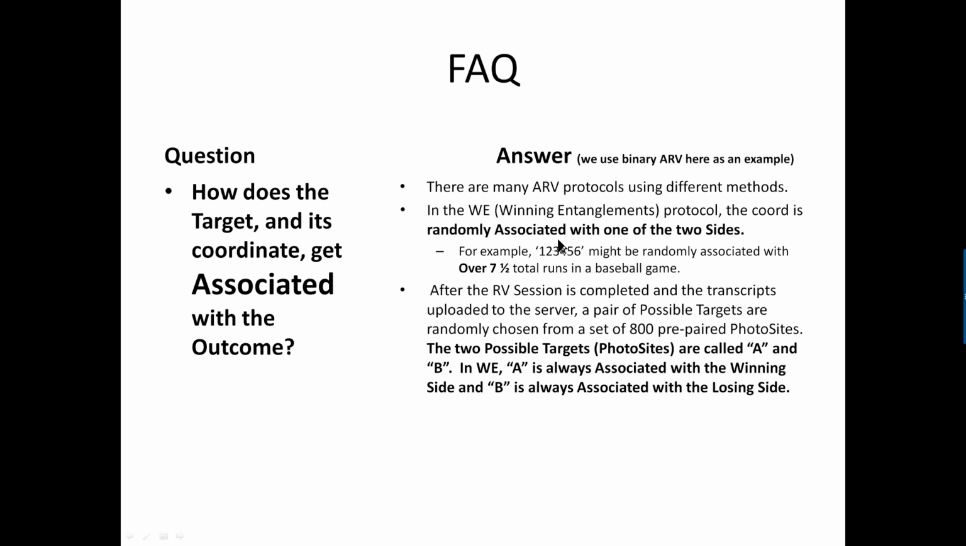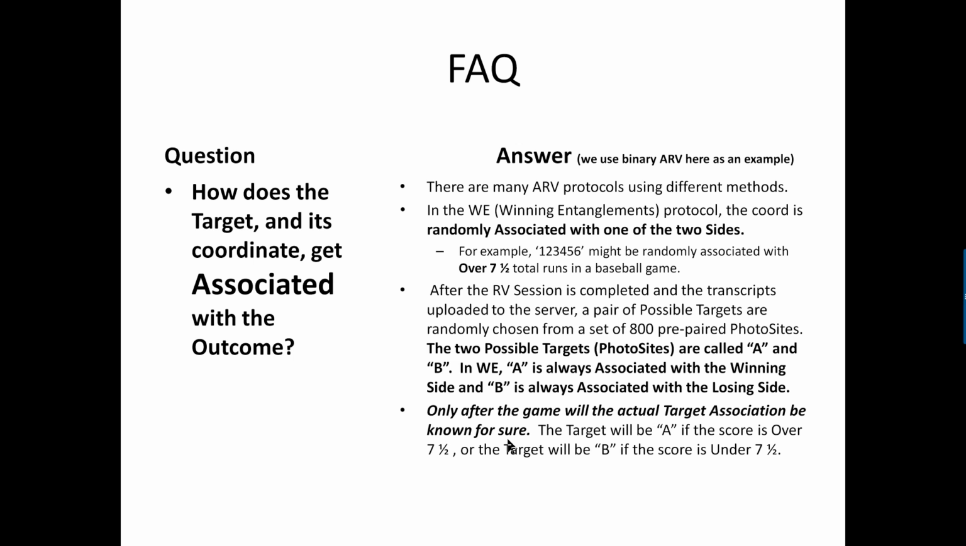This coordinate is associated with over. We do not know yet in linear time whether the total runs are in fact going to be over 7.5, or will it be under 7.5? Hey, will it be a no-hitter and the winning team only gets 1 run? The total runs could be 1, 3, 5. We do not know. Okay? So it's only after the game will the actual target association be known for sure. So the target, not the possible target, the real target will be A if the score is over 7.5, because now we've made the association with the outcome.